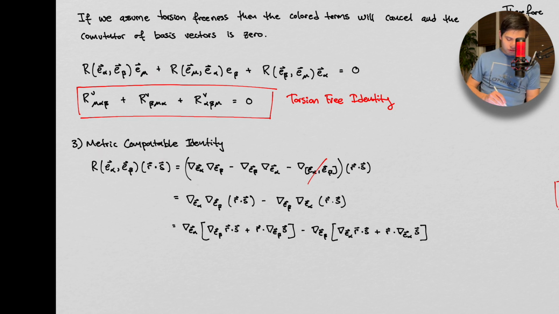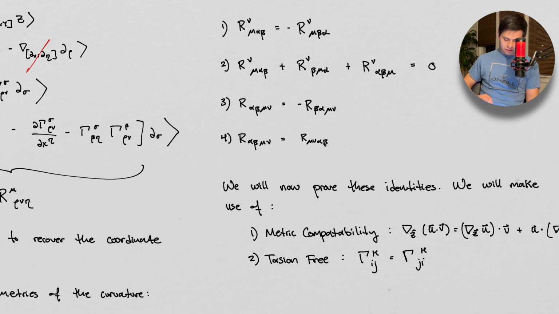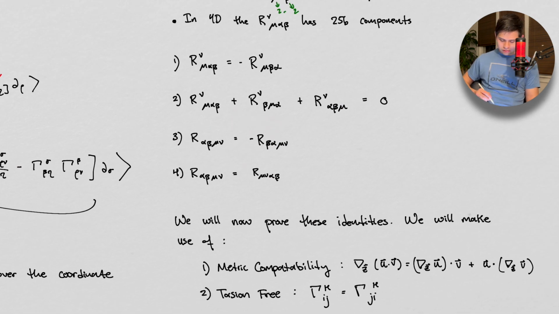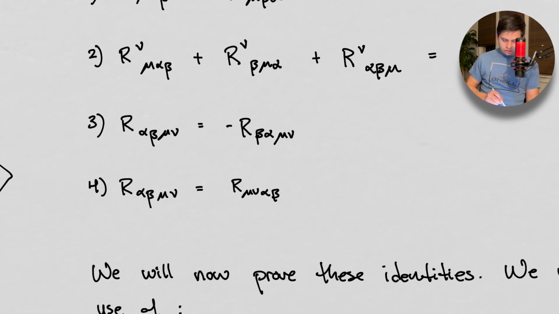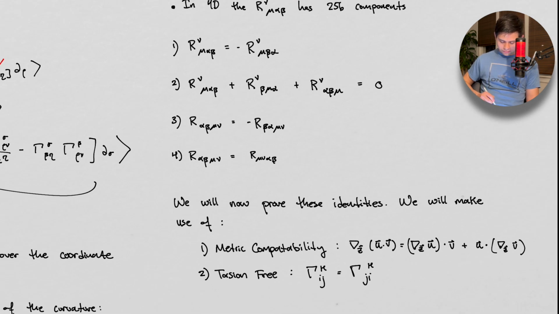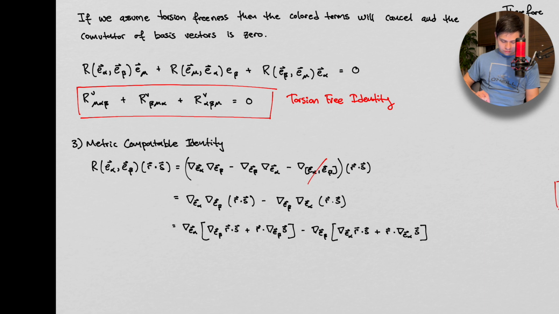But okay, so now we go about the metric compatible identity, right? So the metric compatible identity was this one. So this one is we swap alpha beta, beta alpha, and mu nu and mu nu over here. So we're really just swapping the first two indices. So let's go ahead and do that one.